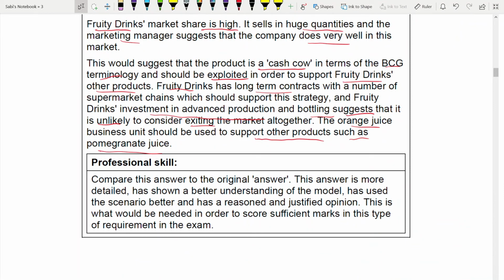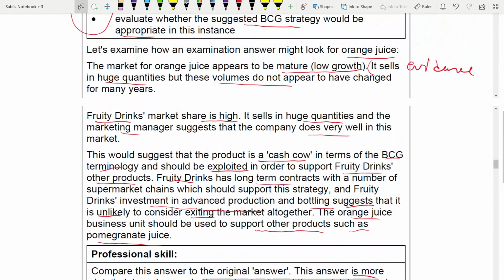Okay, now let's see. So in this, the answer is more detailed. You have shown a better understanding of the model, that you understood the BCG model, and you used the scenario also in a better way with reasoned and justified opinion. You only need this much to get sufficient marks in the exam. That's it. You understanding? So that's it. And now let us go to our next portfolio, that is the public sector portfolio.